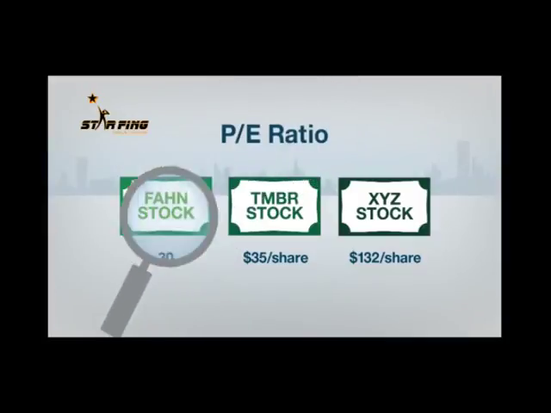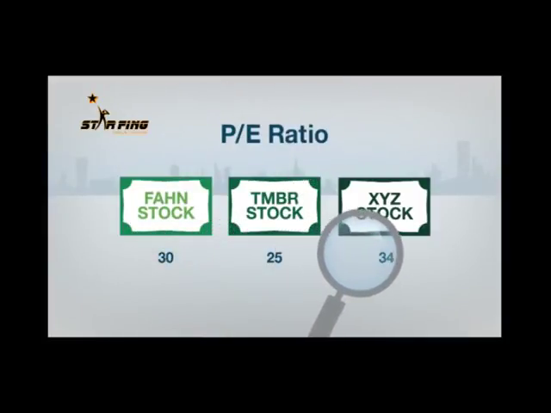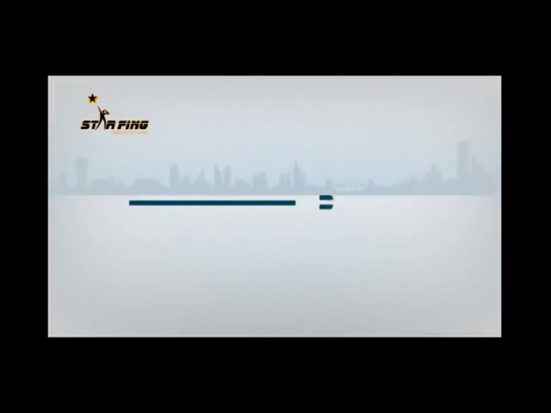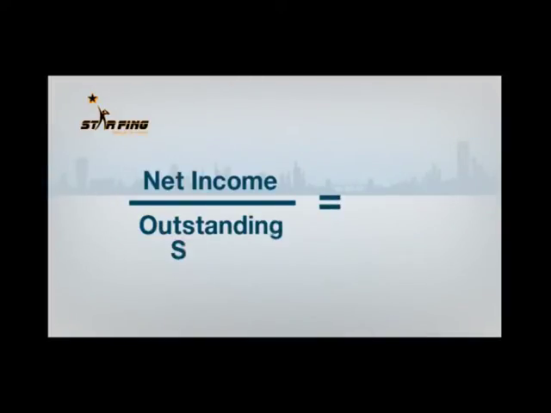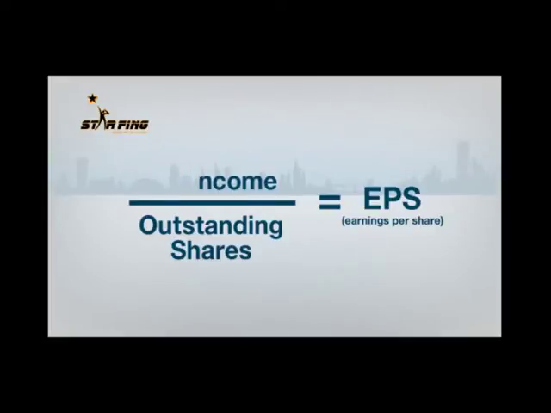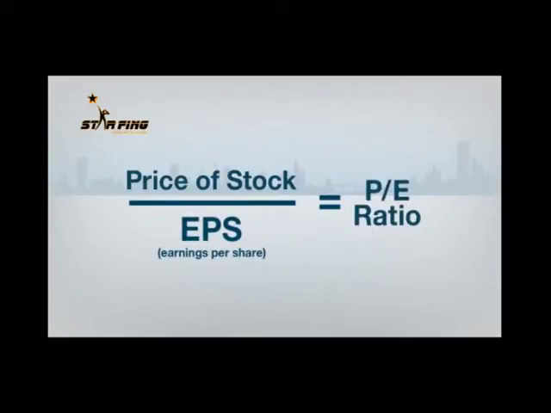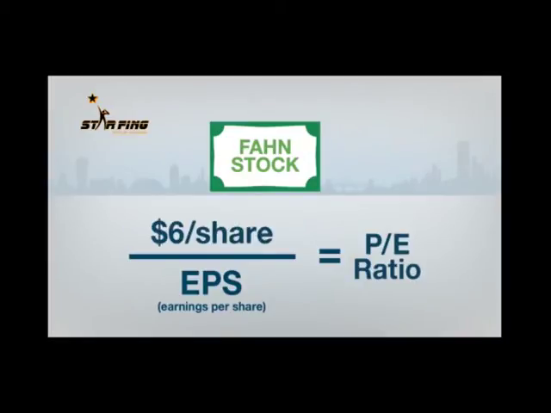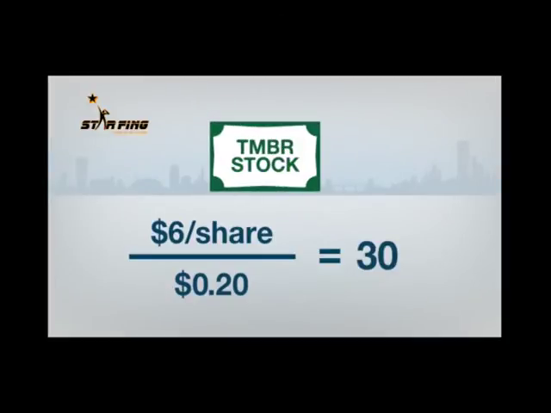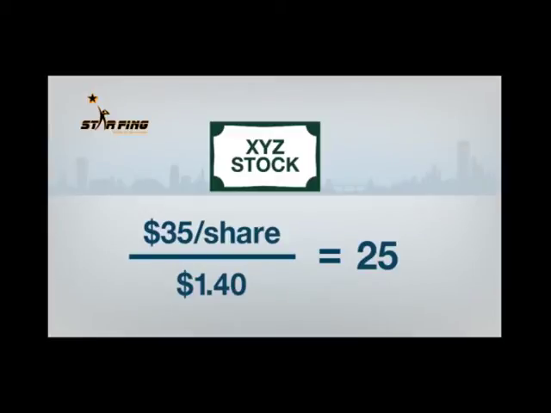The PE ratio allows you to look beyond the price of a stock to see which company could be the best value. To create this ratio, first divide the net income or earnings by the number of outstanding shares. This number is called earnings per share or EPS. Next, divide the price of the stock by the EPS to get the PE ratio. The first company is trading at $6 and has an EPS of 20 cents, resulting in a PE of 30. The second company is trading at $35 a share and has an EPS of $1.40 for a PE of 25. The final company is trading at $132 per share and has an EPS of $3.90 for a PE of 34.